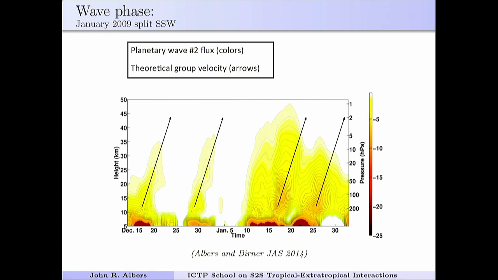This is more like what we expect when we have one of these resonant interactions: the wave energy explodes all at once throughout the depth of the stratosphere. So this gives us an idea that maybe the traditional ideas are not quite right.